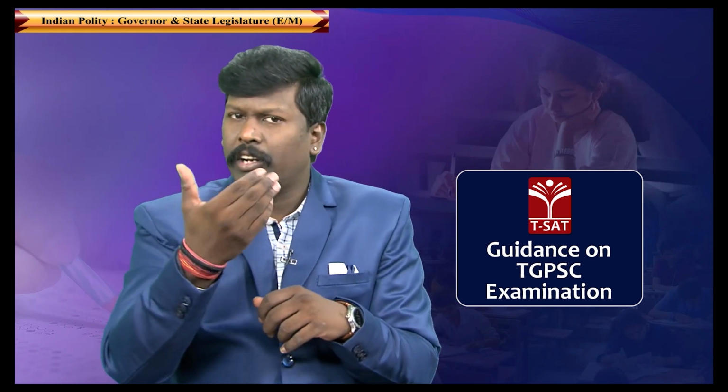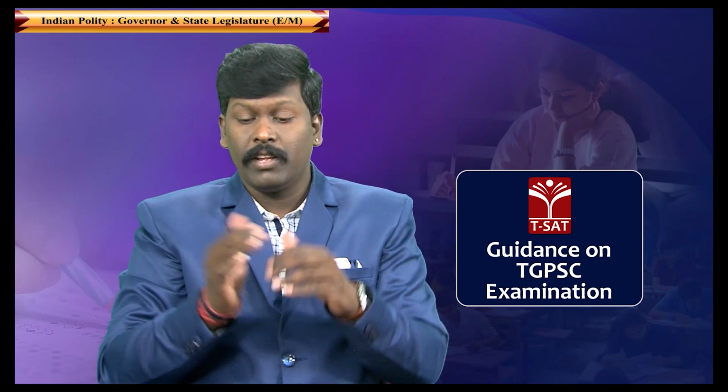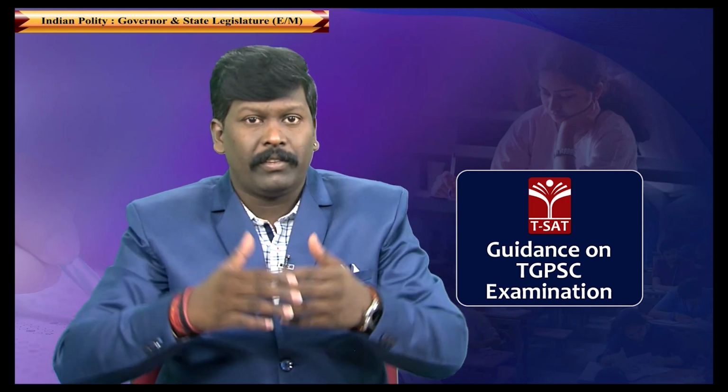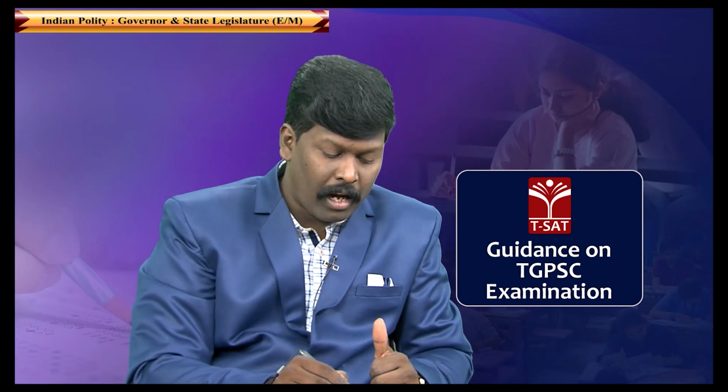Governor, under the recommendations of the CM and Council of Ministers, can dissolve the state legislative assembly before the completion of the term. What is the term of the assembly? 5 years. Before the completion of the term, as per the recommendations given by the CM, the governor can dissolve the assembly anytime. So, this is also correct. Answer is C.